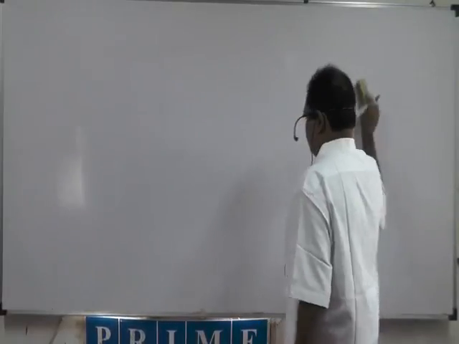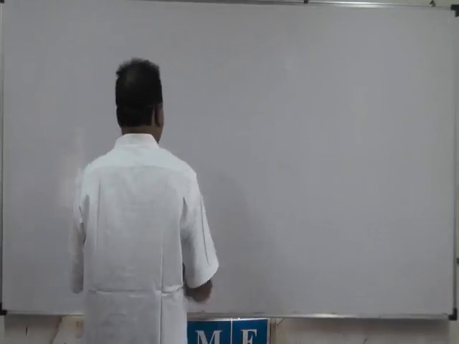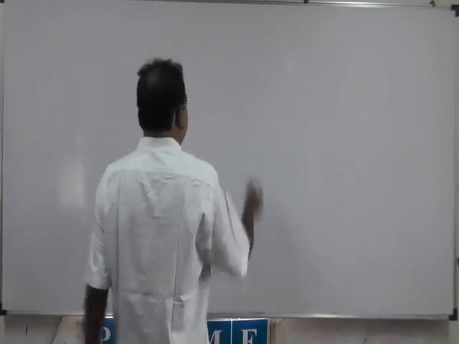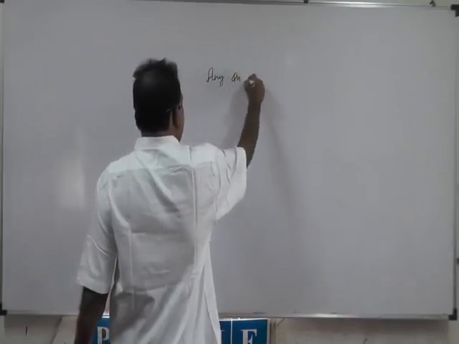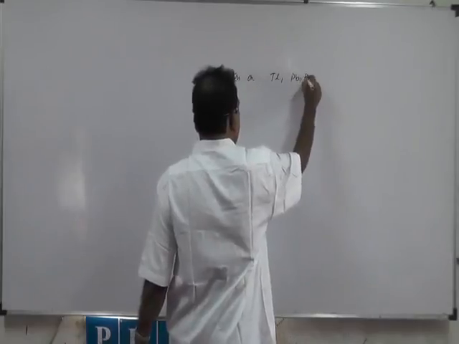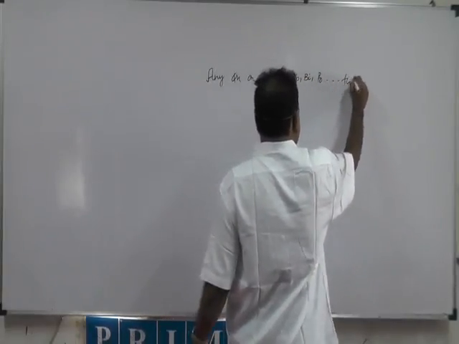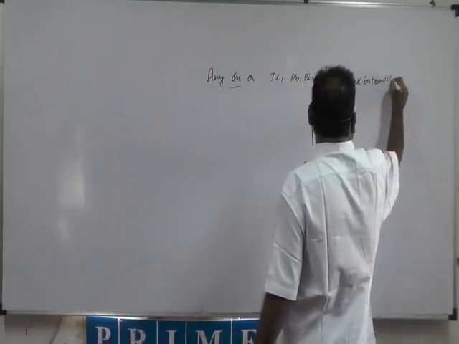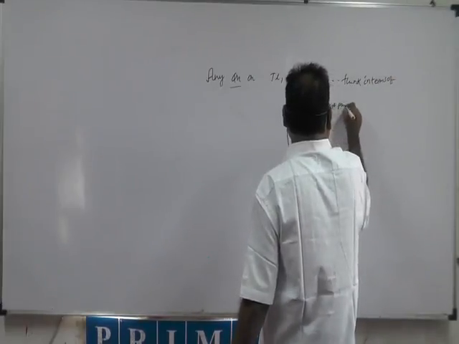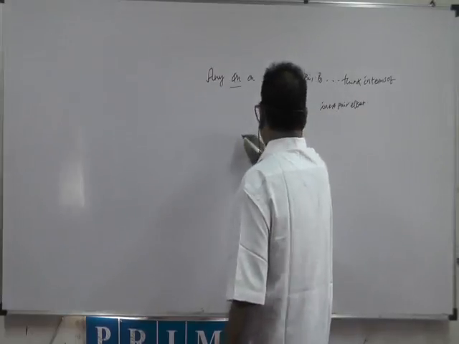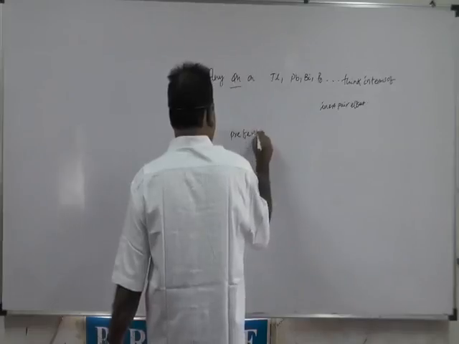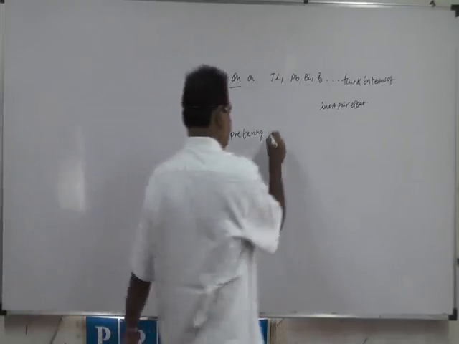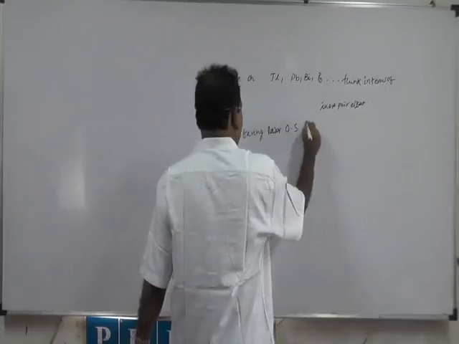Now, where are we? So, fixed oxidation states, what is inert pair effect? Any question on thallium, lead, bismuth, polonium. Think in terms of inert pair effect. What is that? Preferring lower oxidation states, and fewer number of bonds.